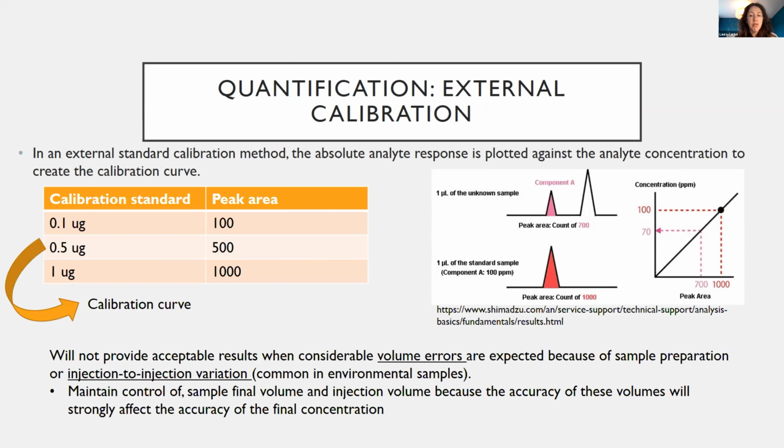In external standard calibration, you plot your absolute analyte response against a known analyte concentration. And this creates your calibration curve. So in the example on this slide, I've got a range of calibration standards and then the corresponding peak areas. If you plot these, then you can use the regression to calculate your unknowns when you have a measured peak area.